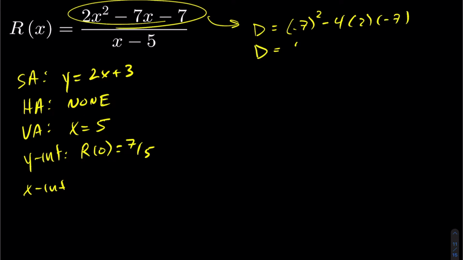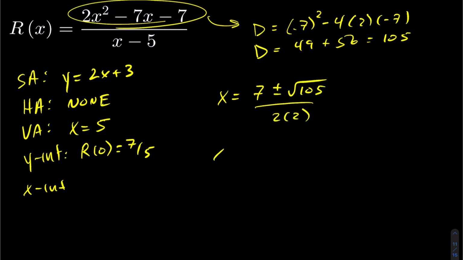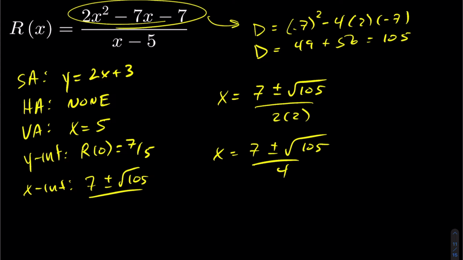And calculating this here, I end up getting 49 plus 56. I end up getting 105. Using the quadratic equation, I have that the x-intercepts are going to be 7 plus or minus the root of 105 over 2 times 2, which is 7 plus or minus the root of 105 over 4. So now I have my two rational equations. This will be 7 plus or minus the root of 105 over 4.